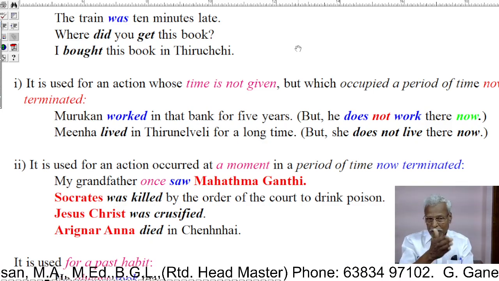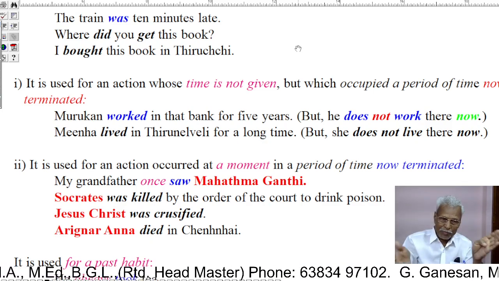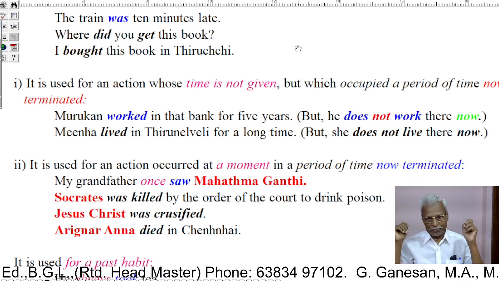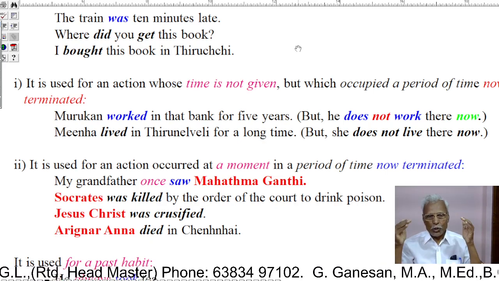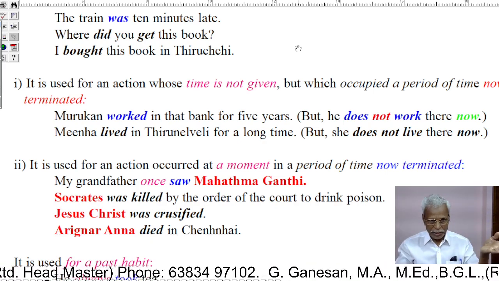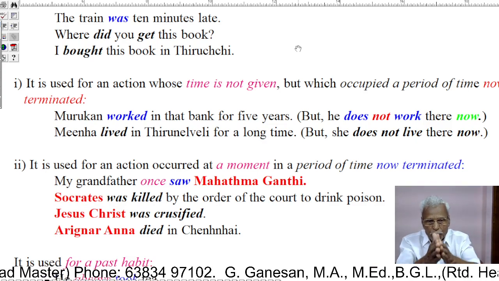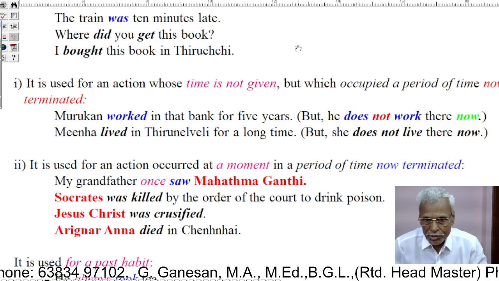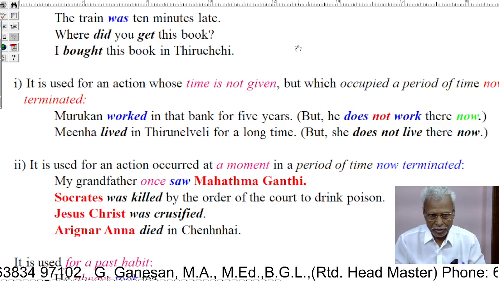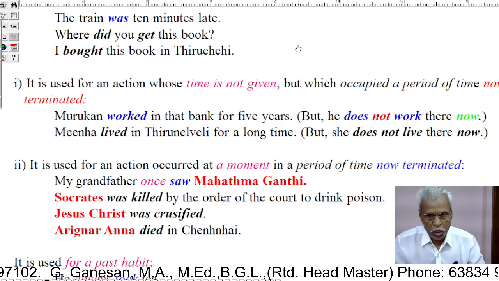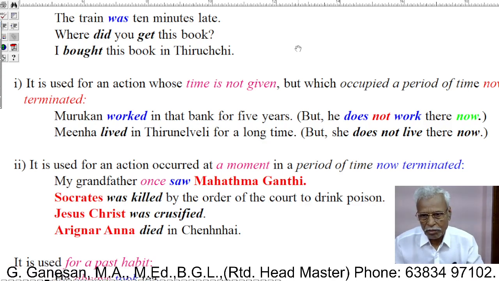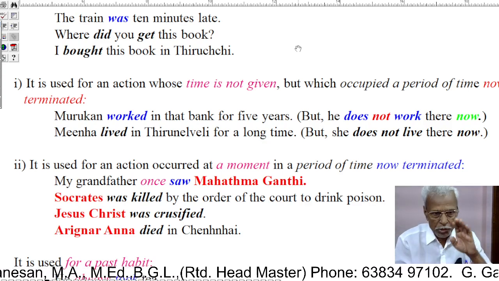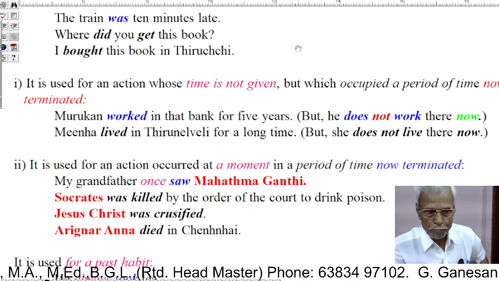When the time of the occurrence of the action is known well, is clear, we can express it without mentioning the time. Murugan worked in the bank for 5 years, that is, he does not work now. Meena lived in Tirunelveli for a long time, but she does not live there now. That is only to mention past actions.